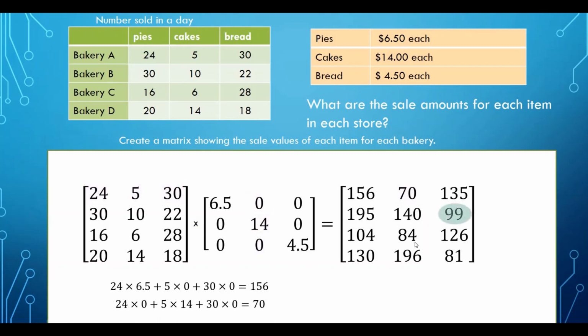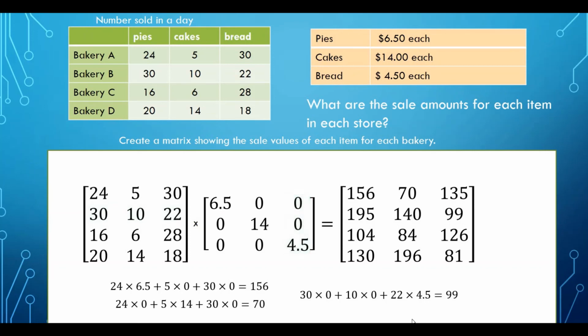Let's have a look at a value in our third column. This time we're going to look at the value of bread sold in Bakery B. That came to $99. But that's in row 2, column 3, which means we're going to be multiplying row 2 by column 3. And you can see that the number of pies and cakes are multiplied by 0, and it's only the 22 loaves of bread that's multiplied by the $4.50 to give us our $99.